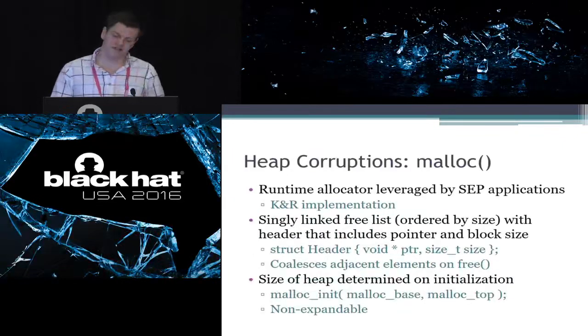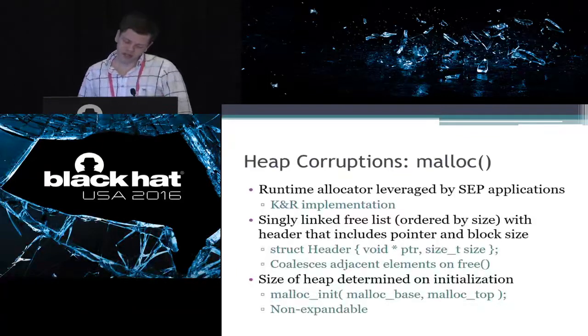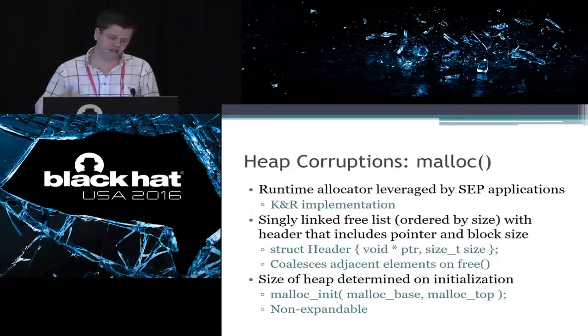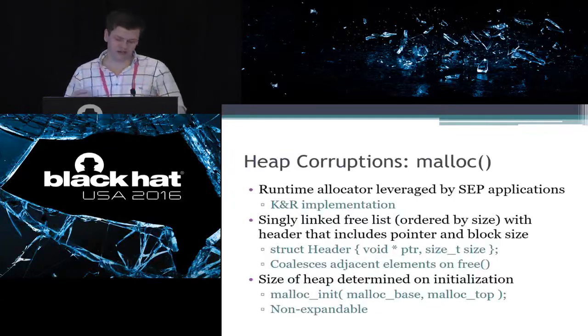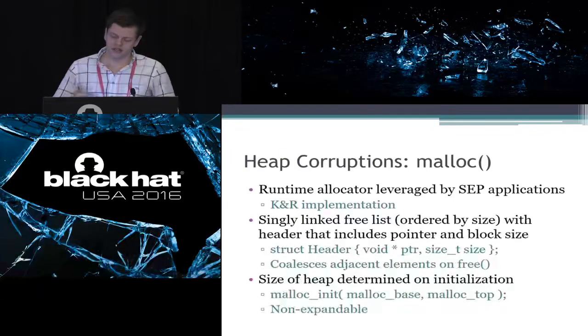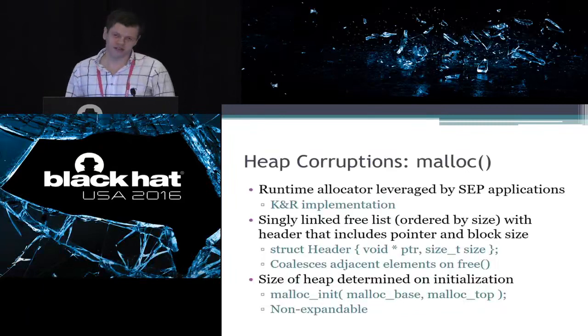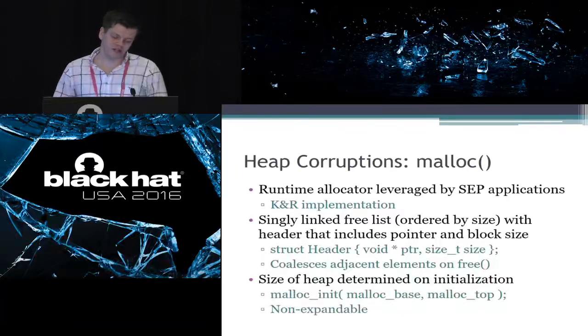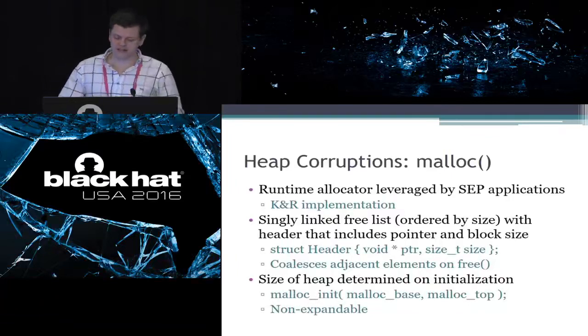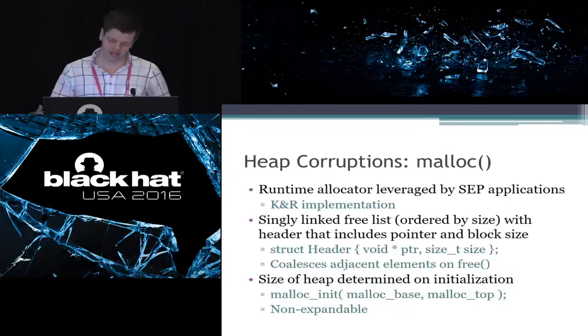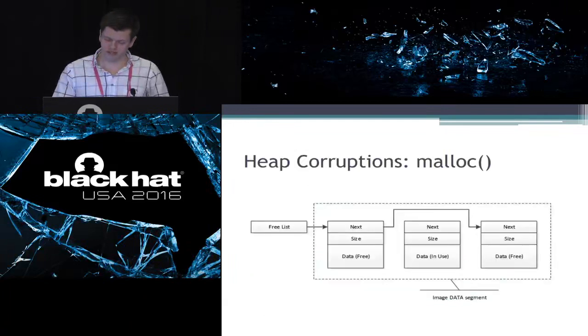In terms of heap corruptions, we are interested in how applications dynamically allocate memory. The runtime allocator in SEP applications is a K&R implementation. So whenever you call malloc, it uses this implementation. This is a very simple allocator. It just has a single free list ordered by size. The header has just a pointer to the next free element and the block size. The size of the heap is determined when you start up the application, when it calls this malloc init function. This heap is non-expandable, so you just give it a parameter describing the size of the heap, and that's your heap for the entire lifetime of the application.